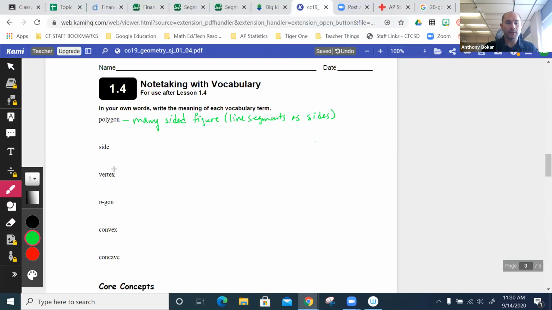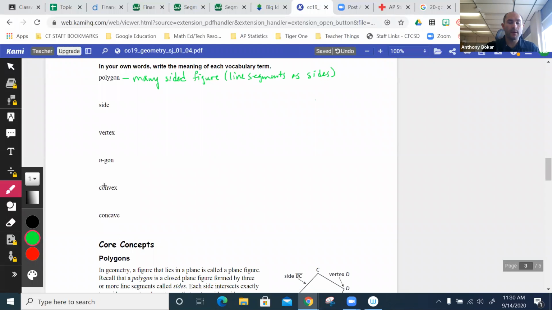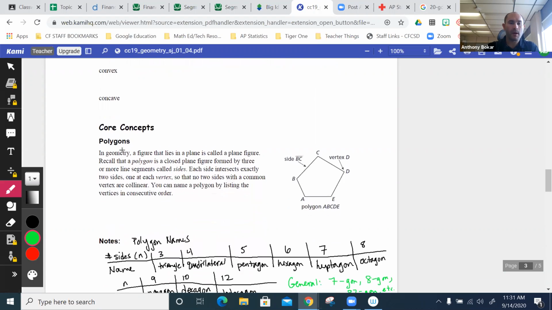A side is just one of the edges, a vertex. We're going to look at the picture here. N-gon is naming. Convex and concave. We'll look at those as some examples. I think it's easier to kind of see what they look like. And depending on the class you're in, you may have already done the interactive vocab for that. So let's look at some polygons.